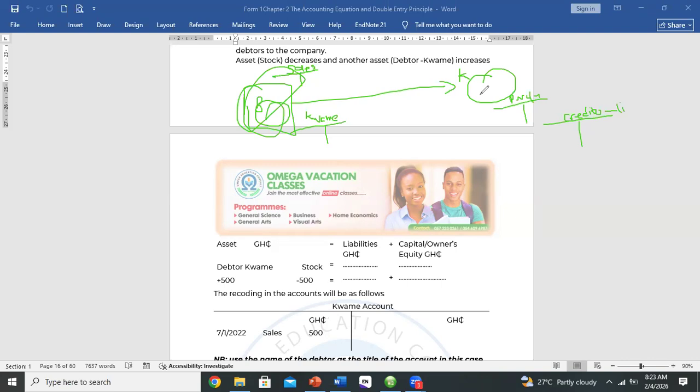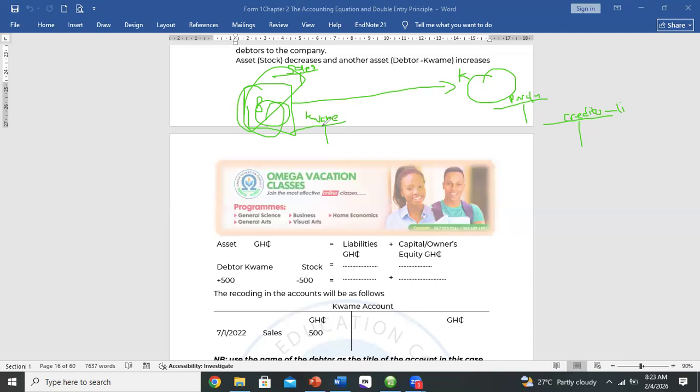Now, the person didn't pay, so we have to recognize that the person is owing us. That person is a debtor to us, the business. That's why we are only interested in the sales and the debtor.